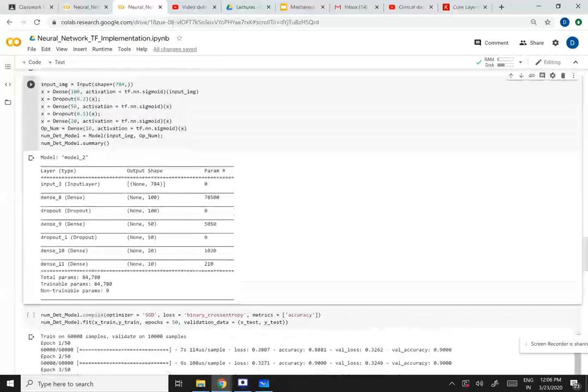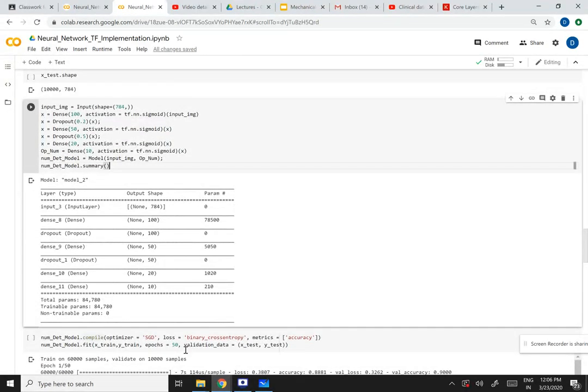How can you check? Now this is another command which I forgot to mention last time. You can add a dot summary to your model, and then it will show you the summary of the model: what the first layer to second layer connections are, and where the dropout layers are. It also shows how many parameters there are in total in the model, like how many theta values. It's 84,780, which is comparable to the 60,000 rows which you have.